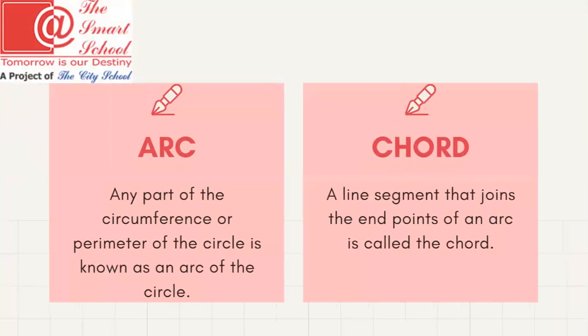On the next slide, we have two elements. The first is arc and the second is chord. Any part of the circumference or perimeter of the circle is known as an arc of the circle. Means you can say that all the curved parts of the boundary are called its arc. A line segment that joins the end points of an arc is called the chord.